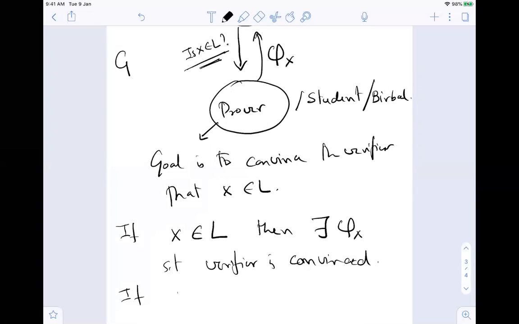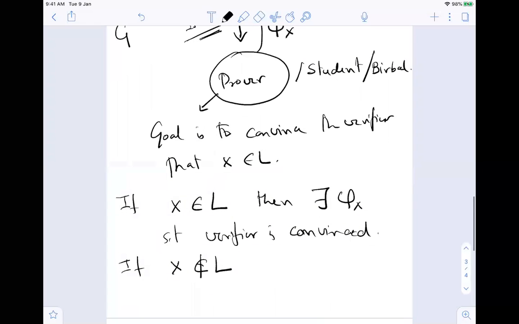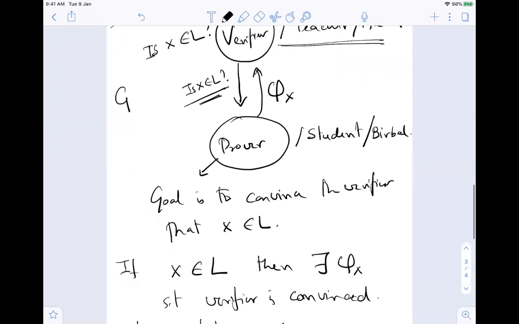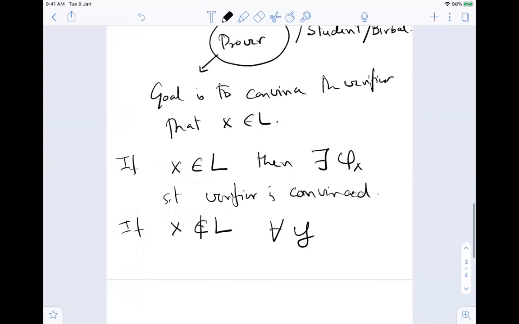But if X is not in L, or in other words, if the graph G does not have a vertex cover of size less than the threshold, then the prover can give any kind of garbage arguments, it doesn't matter what. Whatever that argument is, the verifier should not be convinced.